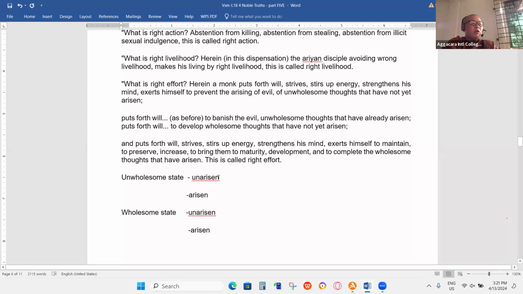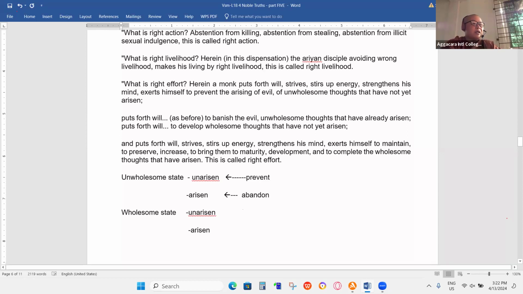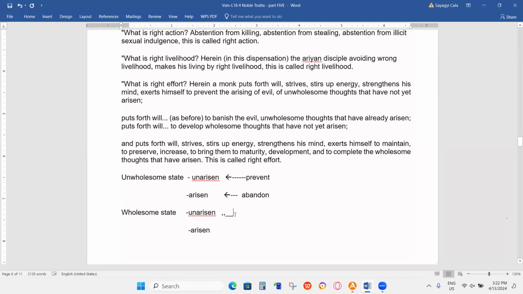Unwholesome state, unarisen. What should you do to it, Sumeda? Unwholesome state, unarisen: you have to prevent. Arisen one you have to abandon. Okay, this one you have to prevent, right? Yes. So unarisen wholesome states, what should you do? You have to promote.